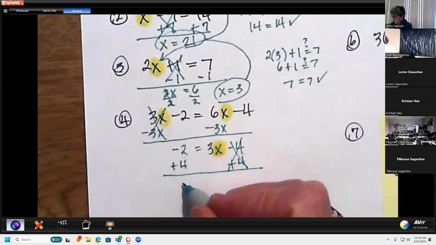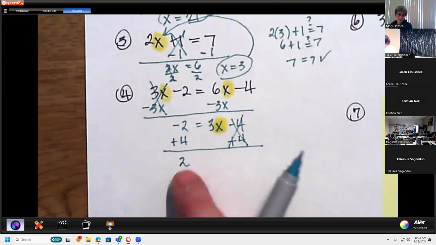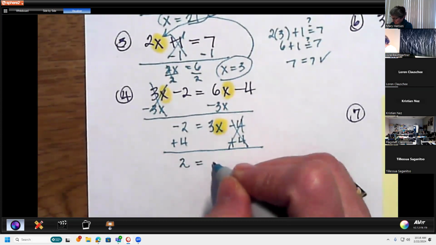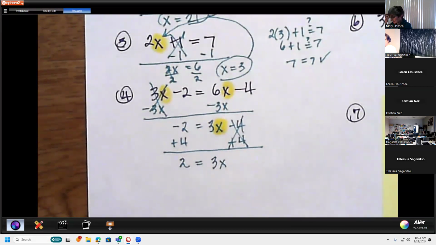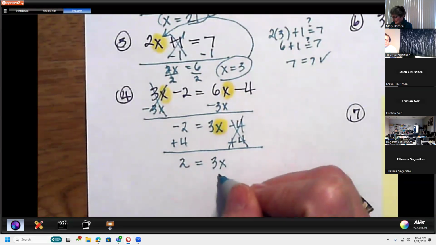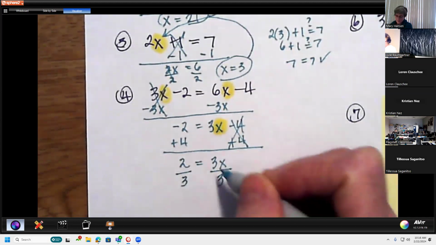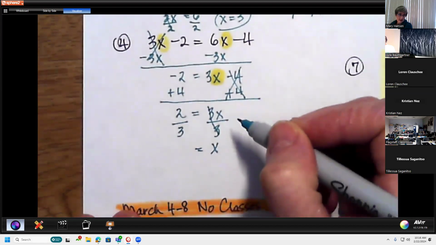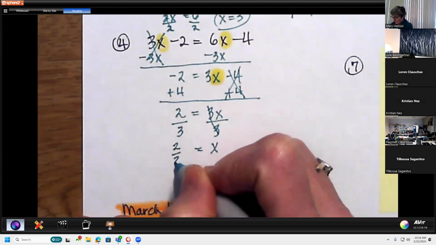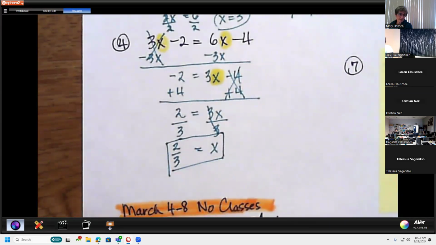-2 plus 4, the signs are different. So I subtract and I keep the sign of the larger. The 4 is positive, so the 2 is positive. And that equals 3x. And then I divide. 3 divided by 3 is 1, or 1x. And this time we have a fraction that we don't get to till the very end of the problem.